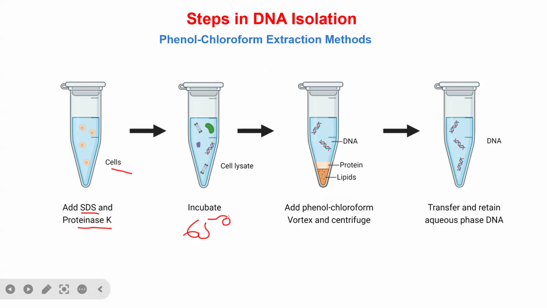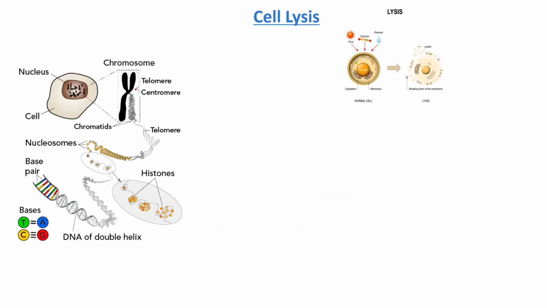So let's actually look at the steps more closely. When we say cell lysis, it means to open up the cell, that is, to break down the cell membrane. When you break down the cell membrane, of course, the content of that cell will be released into the tubes that you are trying to isolate the DNA in.